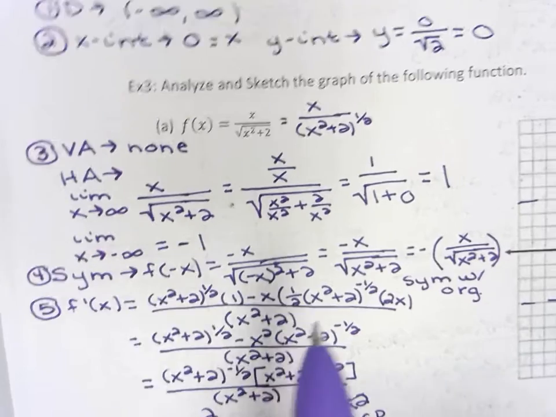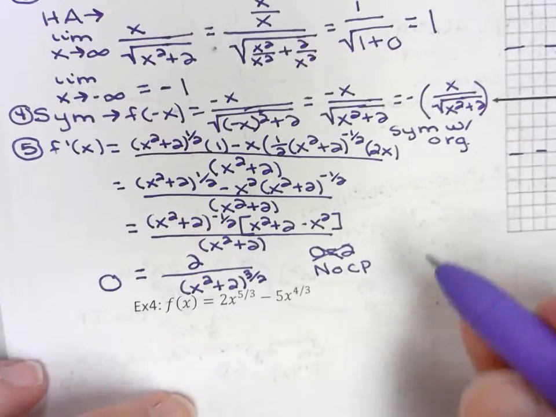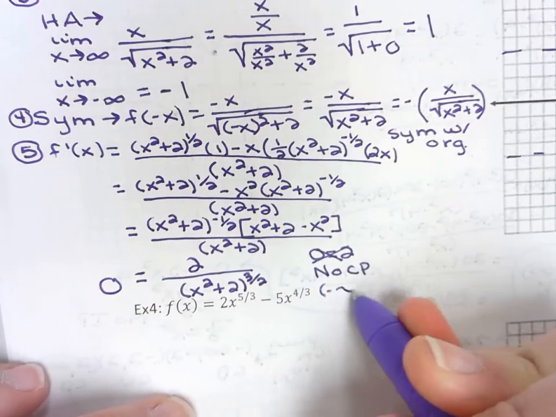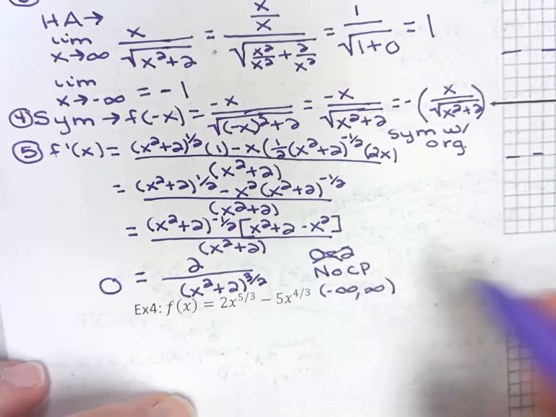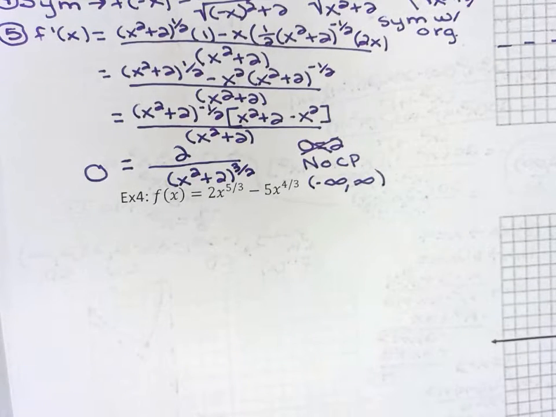Do I have any breaks in my domain? No. So there's only one interval to check, negative infinity to infinity. Since there's no critical point and no breaks in my domain, there's only one interval to check for increasing or decreasing, so it's going to be doing the same thing the whole time.